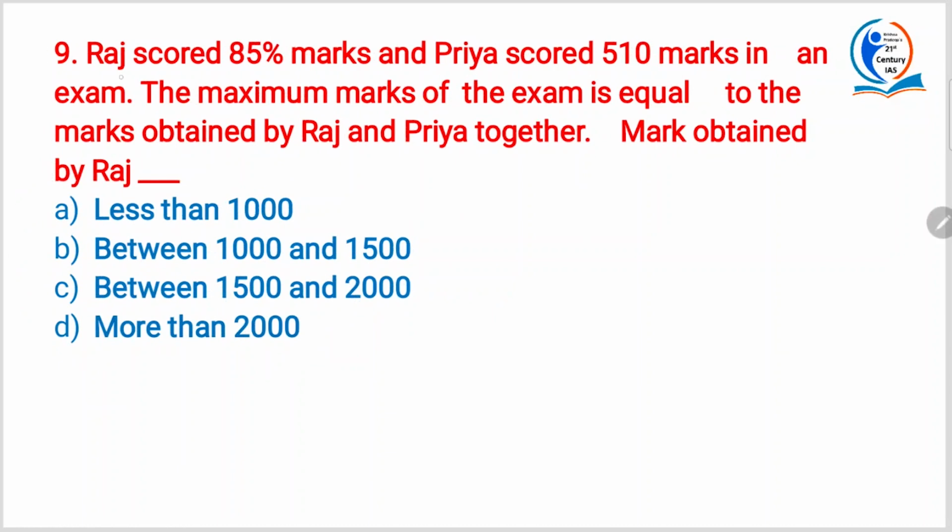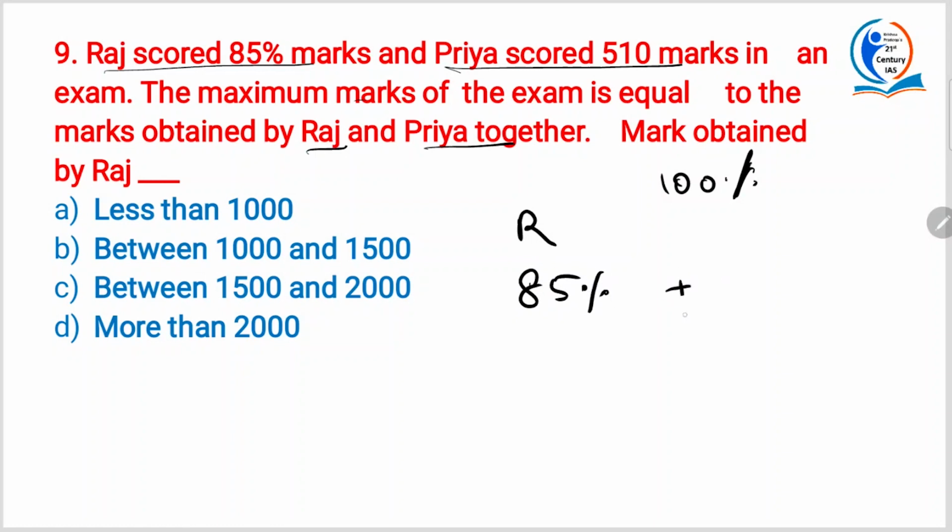Alright, now Raj scored 85% of the marks and Priya scored 510 marks in an exam. The maximum marks of the exam is equal to the marks obtained by Raj and Priya together. Marks obtained by Raj. So here, what is the maximum marks in the exam? It is 100 in terms of percentage, 100%, right? Now Raj scored 85% and Priya scored 510.